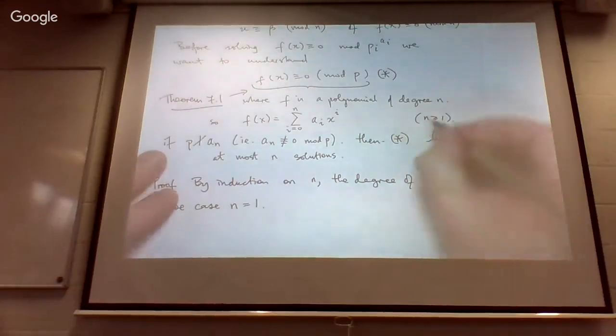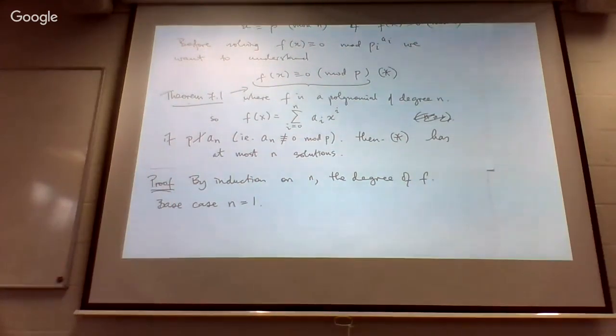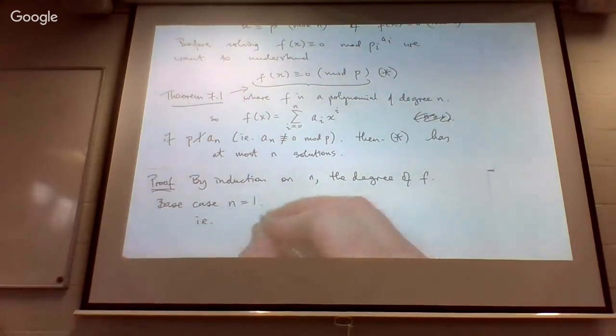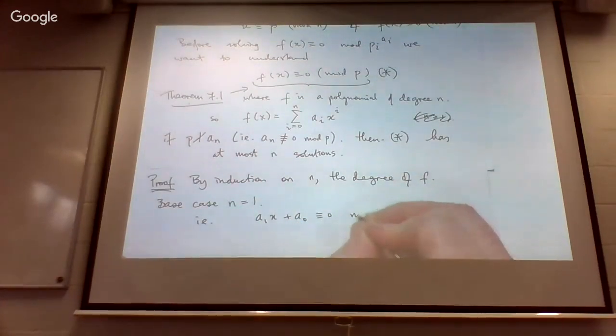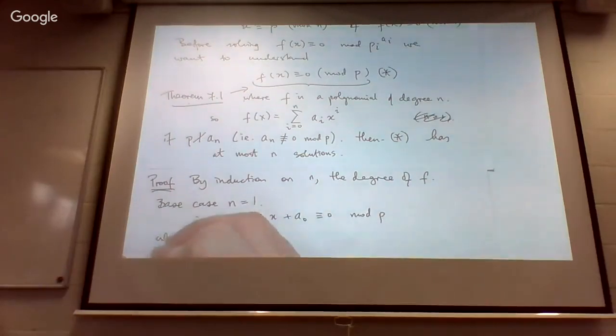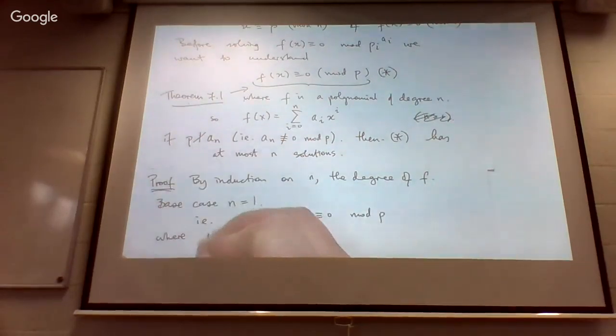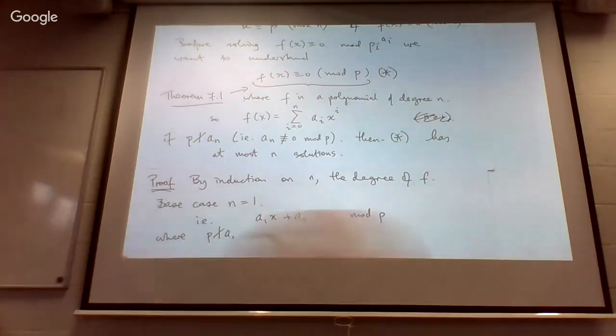Well, actually, no. So let's choose the base case n equals 1. So there we're talking about a polynomial congruence like this, where we've got this condition that p does not divide a_1. But now we've already dealt with these cases, okay? Because this was the subject of the previous chapter, linear congruences.